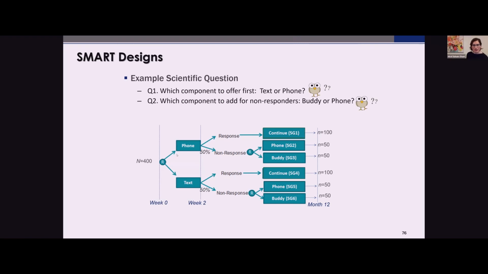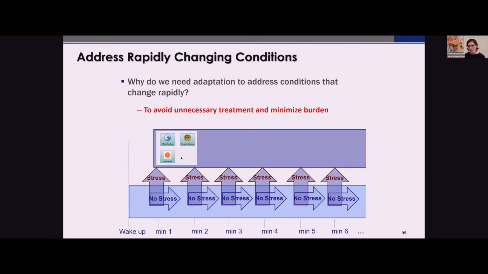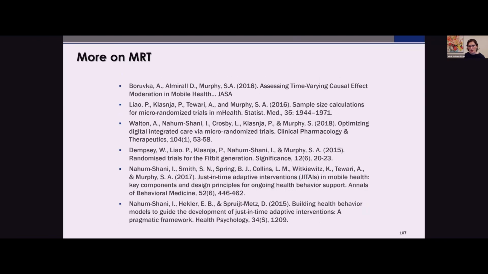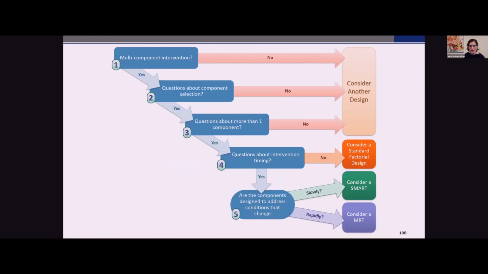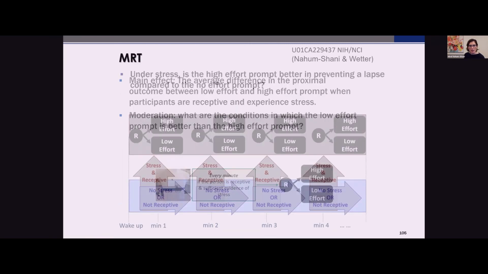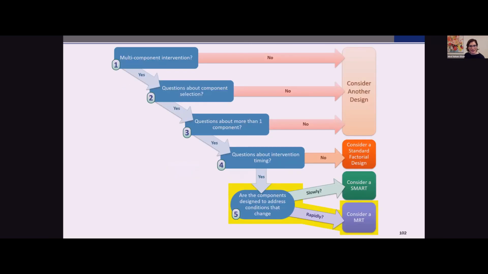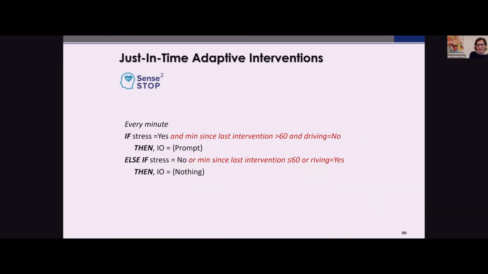Yeah. So receptivity in Sense2Stop was operationalized in terms of whether you received an intervention in the past 60 minutes and whether you were driving a car. So you are receptive if you're not driving a car and if you did not receive an intervention in the past 60 minutes. I see.